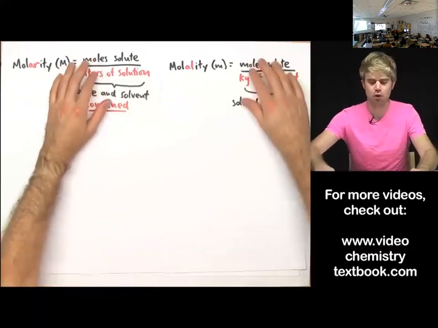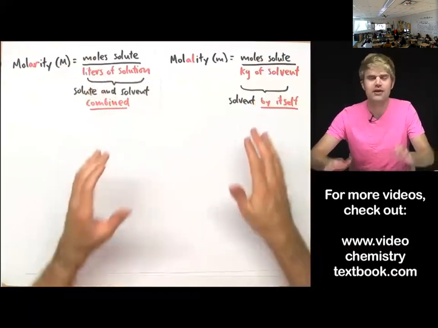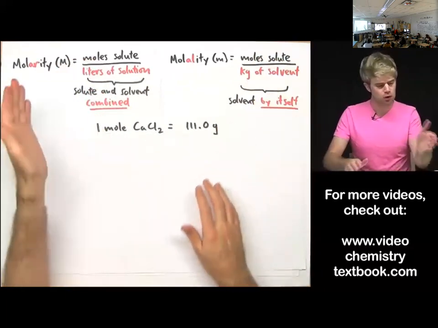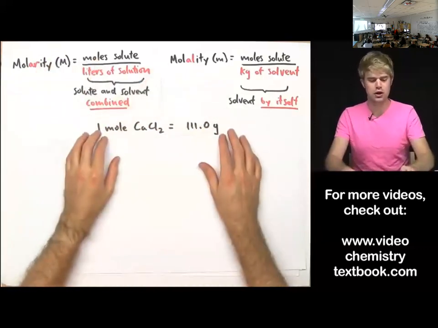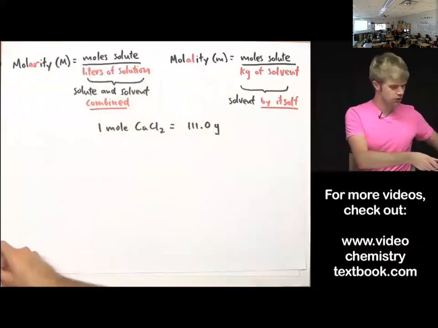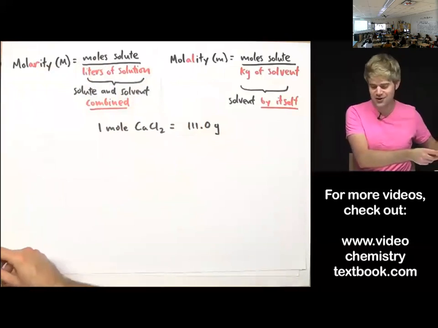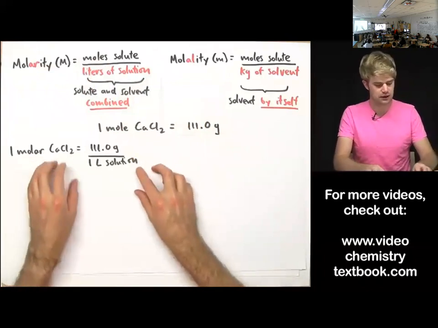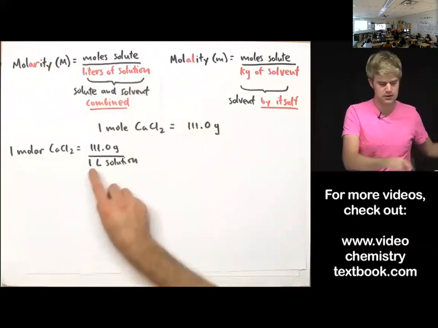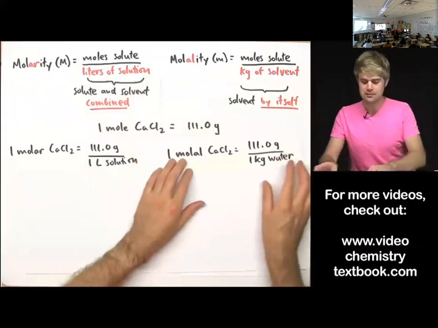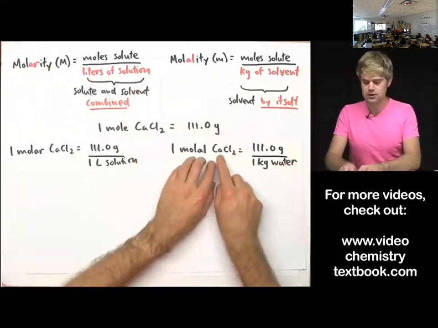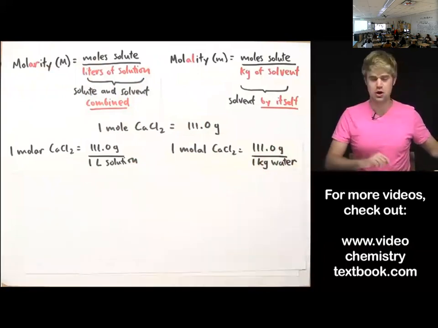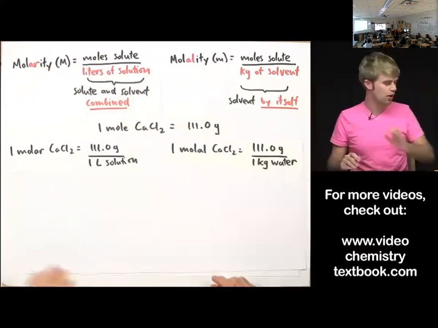So that is one important difference, and let me show you what that actually means and why it's important. Let's talk about making a molar and a molal solution of calcium chloride, which has a molar mass of 111.0 grams. So to make 1 molar solution of CaCl2, I'll take 111 grams and dissolve it in 1 liter of solution. And to make a 1 molal solution of calcium chloride, I'll take that same 111 grams and dissolve it in 1 kilogram of water.